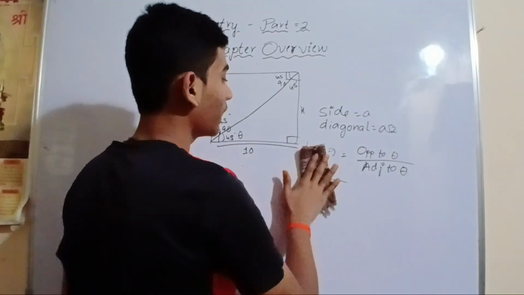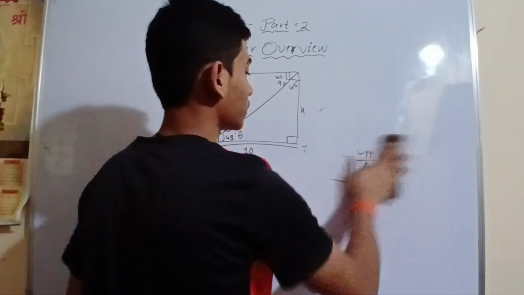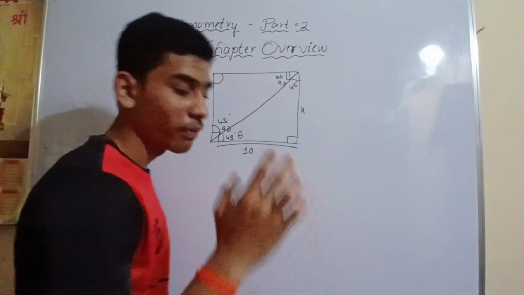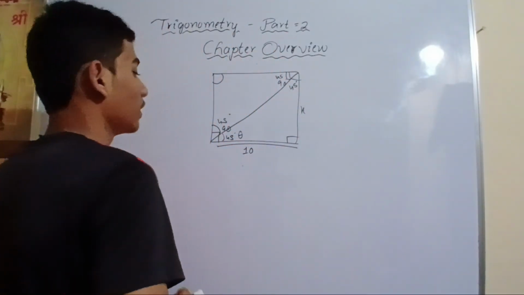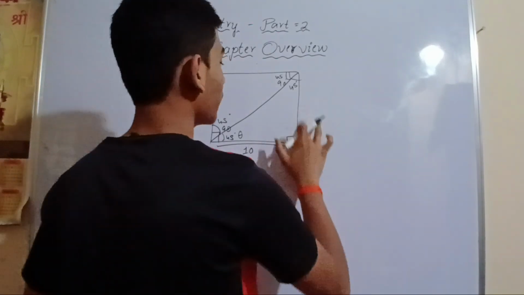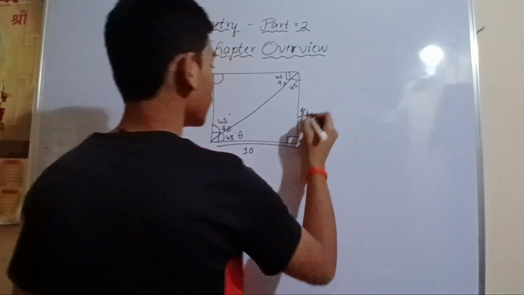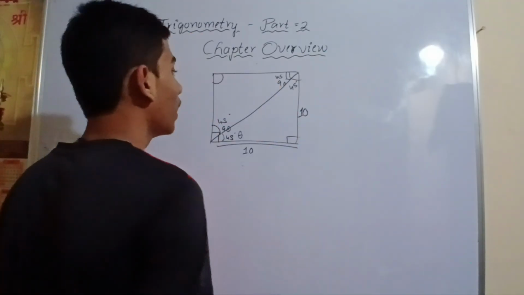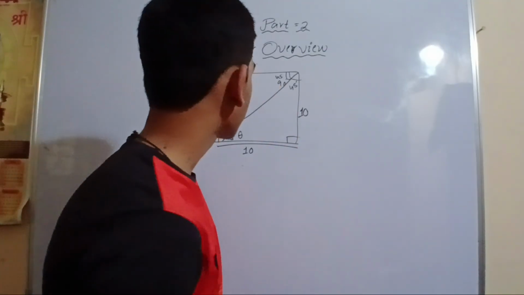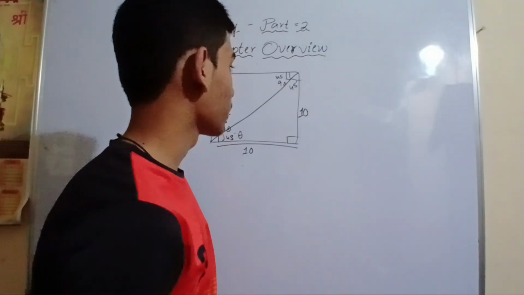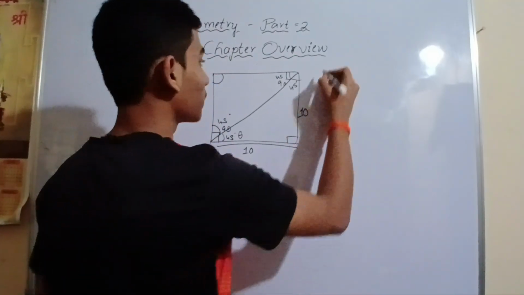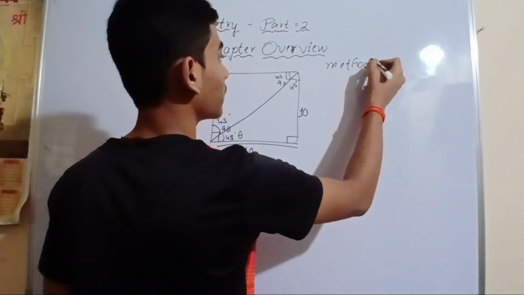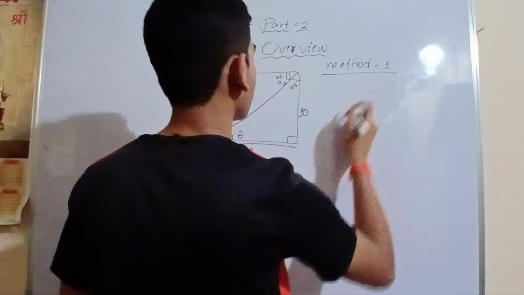So now they say to find out the hypotenuse. We have two methods. One, using the Pythagoras theorem. Now we have x equals 10, so we can use the Pythagoras theorem to get the hypotenuse side, or we can use trigonometric ratios. I am going to show both methods. Method 1, by using Pythagoras theorem.